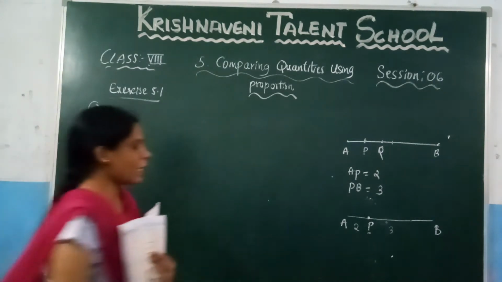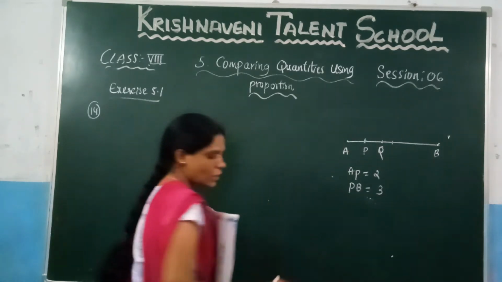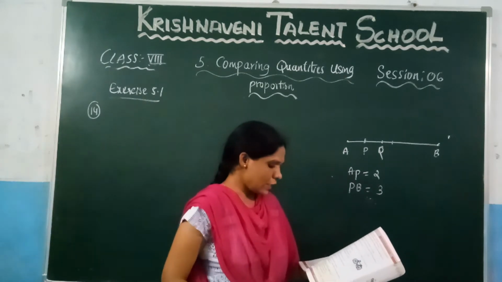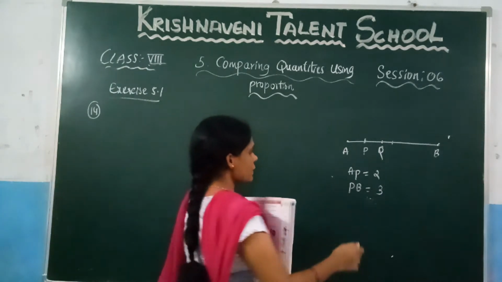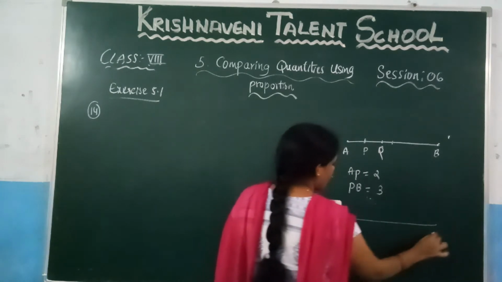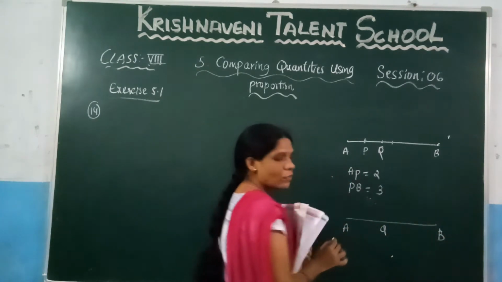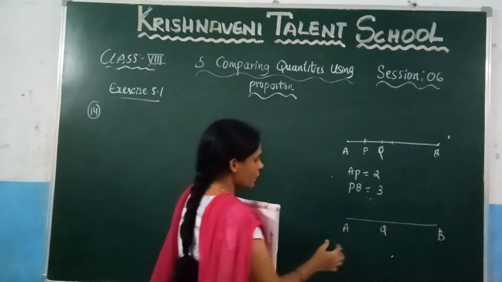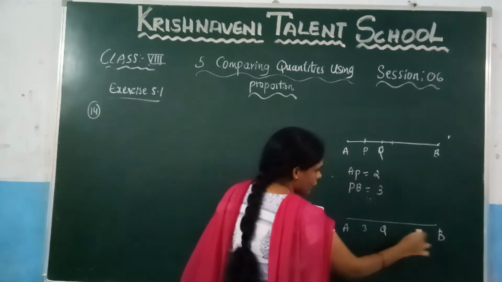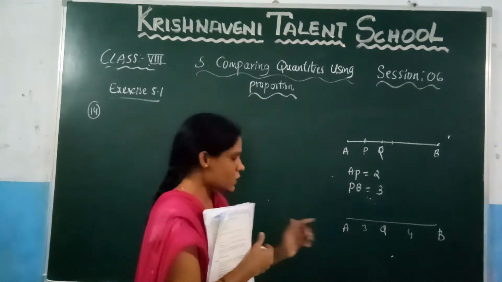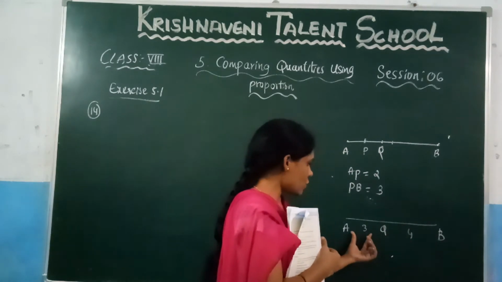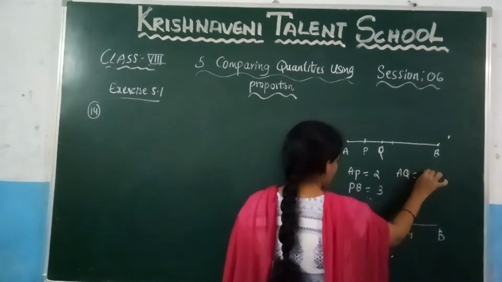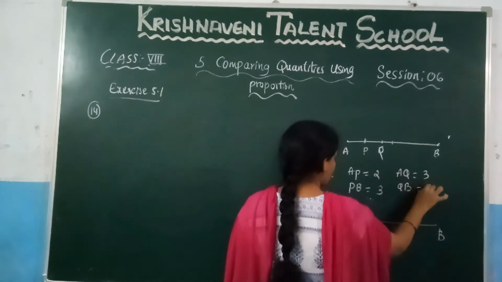Now after that, similarly they have given here Q divides AB in the ratio of 3:4. That means if you consider here AB, on this side this is Q. Q divides AB in the ratio of 3:4. That means here this length is 3 and this length is 4. That is the meaning of this one. This Q is dividing this line segment in the ratio of 3:4. So from this we can write here, AQ is equal to 3 and QB is equal to 4.